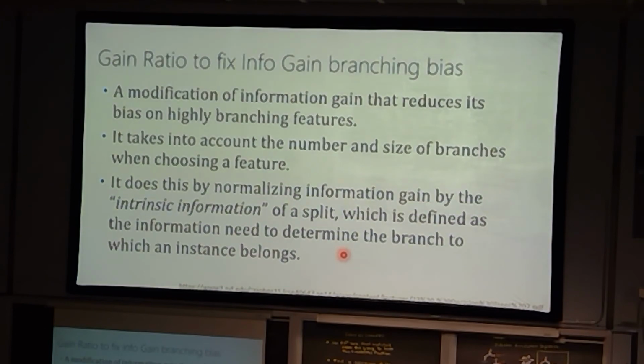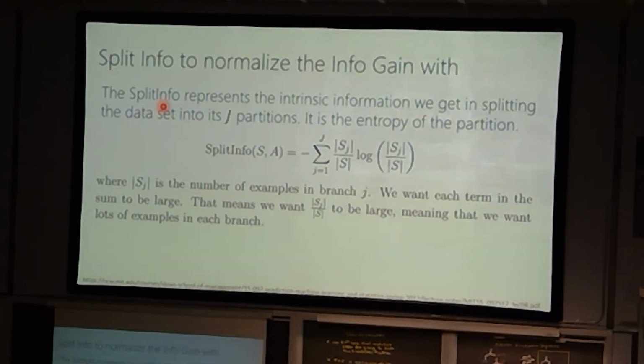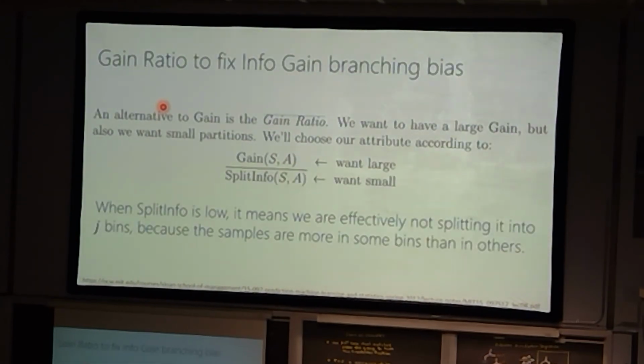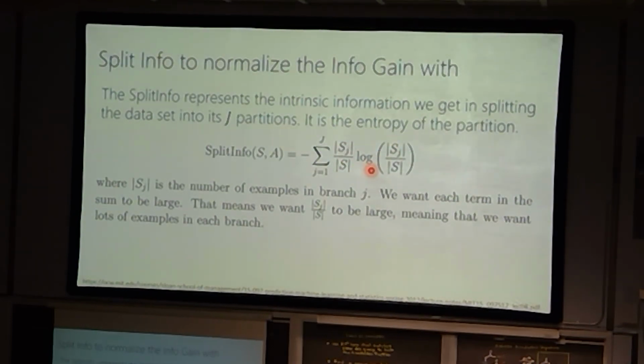It does this by a notion of an intrinsic information of the split, by virtue of how that split looks. You'll hear this term called split information, and this is on the next page, I'm almost done. What we're going to do is take the information gain and divide it by the split information, and use this quantity to pick the next attribute, which debiases it against highly branching categories. And what is this? It's really just the entropy of the partition.